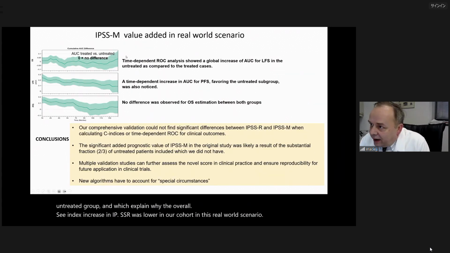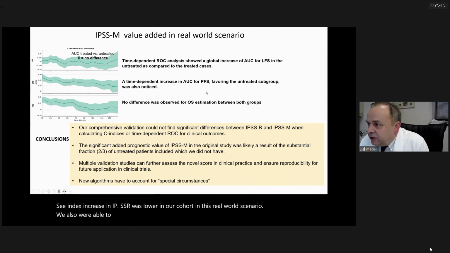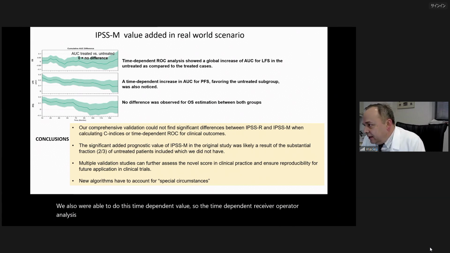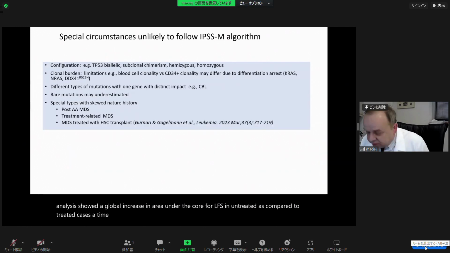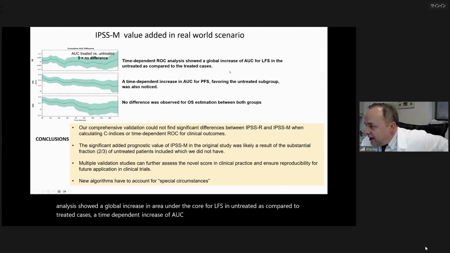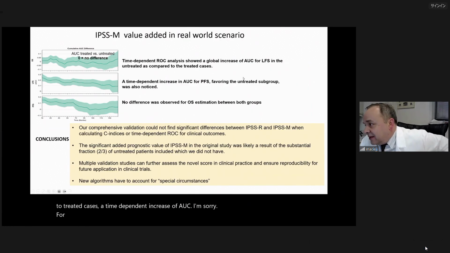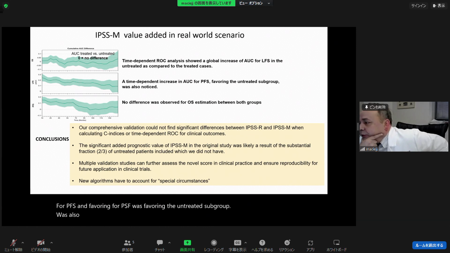We also were able to do this time-dependent value. So the time-dependent receiver operator analysis showed a global increase in area under the curve for LFS in untreated as compared to treated cases. A time-dependent increase of AUC for PFS, favoring the untreated subgroup, was also noted. And no difference was observed for overall survival estimation between both groups.